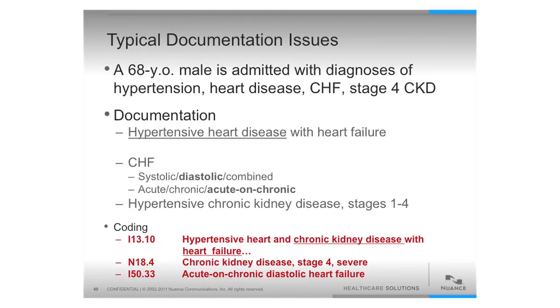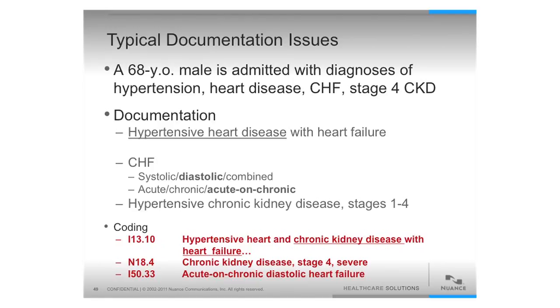When it comes to kidney disease, you will need to know the stage. And I'll talk about how you get there toward the end. So if those are the concepts we've got to tease out there, here's what the coding is going to be. Hypertensive heart and chronic kidney disease with heart failure. That's one code.